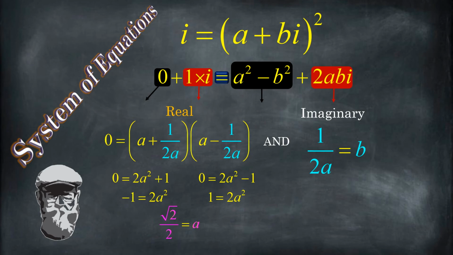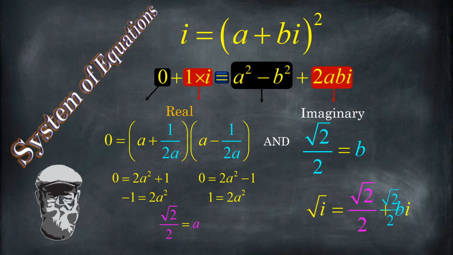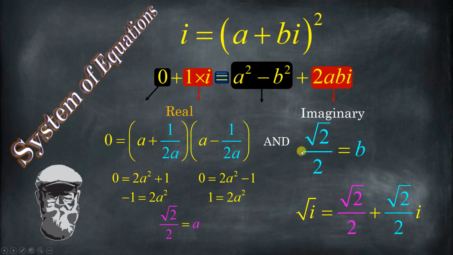All right, now let's use that to figure out what b is. So a is equal to the square root of 2 over 2. We substitute it. When you reduce this, you're left with 1 over the square root of 2. And we just saw that when you rationalize the denominator, you get the square root of 2 over 2. So the square root of I is equal to a plus bi. We just found out that a equals the square root of 2 over 2, right? We also found out that b equals the square root of 2 over 2. So we just used algebra and a system of equations to figure out that the square root of I is equal to the square root of 2 over 2 plus the square root of 2 over 2i.